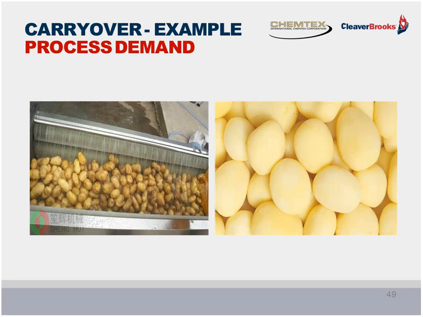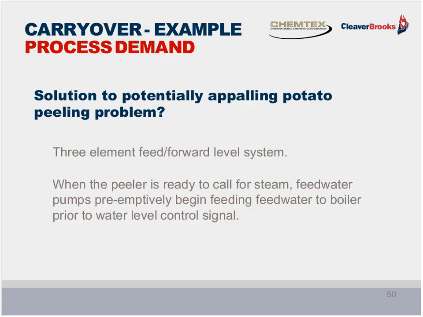The next thing that happens is that when that room-sized peeler calls for steam again, the pressure drops in the boiler. The boiler water level drops down, and the boilers were shutting down on low pressure and low water. So what they did, as Steve alluded to earlier, they went with a three-element feed-forward system. When the peeler is ready to call for steam, the feed water pumps preemptively came on and began feeding feed water to the boiler prior to the water level control signal. So again, this is an actual real application of what Steve was referring to when he talked about the three-element system.